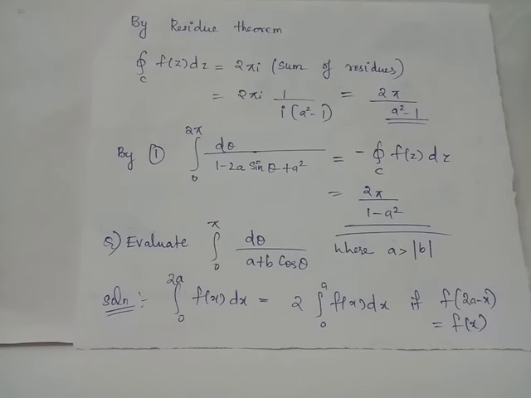By the residue theorem, we have the integral over C of f(z) dz equals 2πi into the sum of residues, but only one of the poles lies inside the unit circle. Therefore, we have 2πi multiplied by 1 by i(a² minus 1), which equals 2π upon (a² minus 1). By equation 1, the given integral takes the value negative integral over C of f(z) dz. Hence, the final answer is obtained as 2π divided by negative 1 into (a² minus 1), which becomes 2π upon 1 minus a².